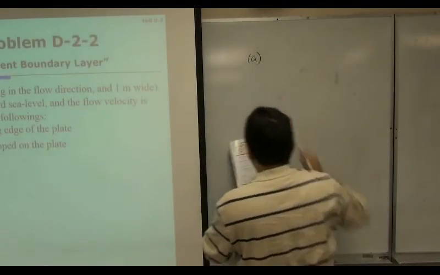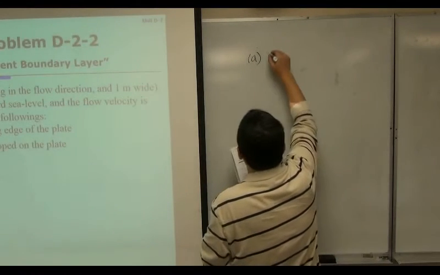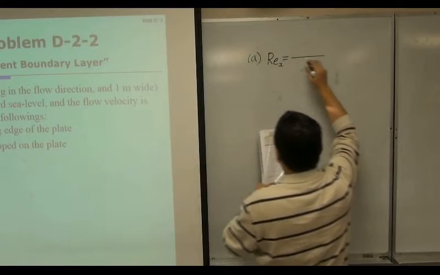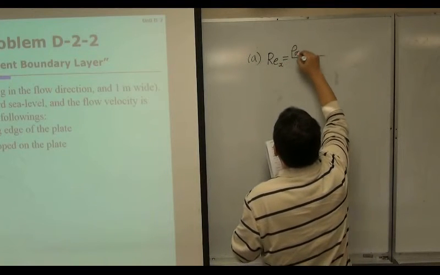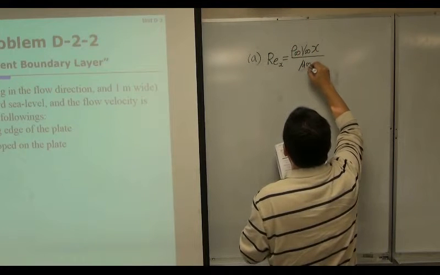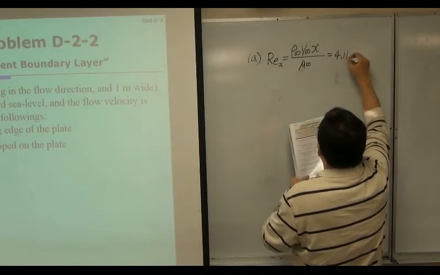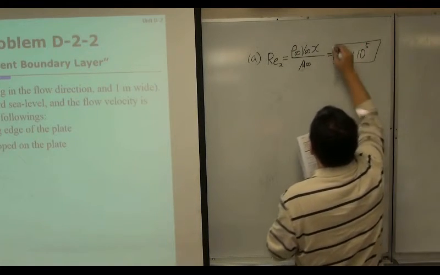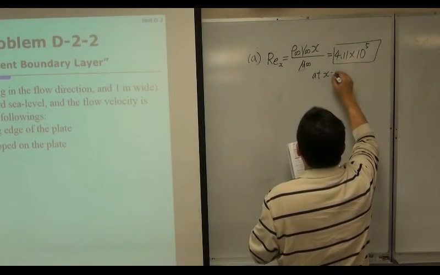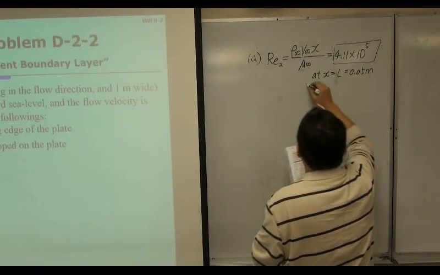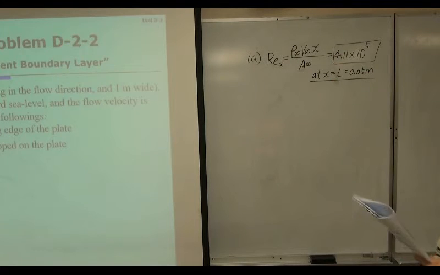Okay, so let's start with A. The Reynolds number is the same thing. The Reynolds number at location x is rho V x over mu infinity, which is 4.11 times 10 to the fifth. Same Reynolds number at x equal to L, which is 0.05 meter.